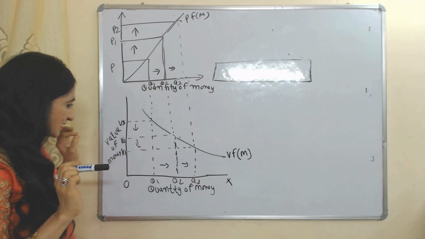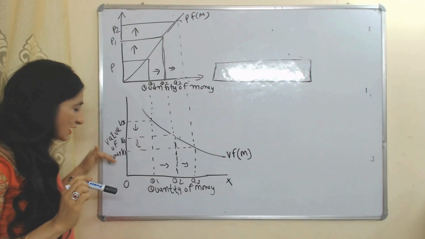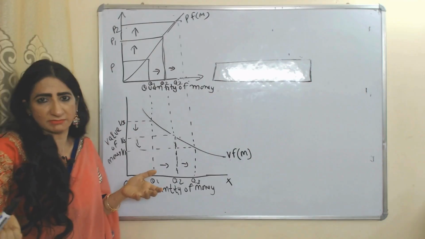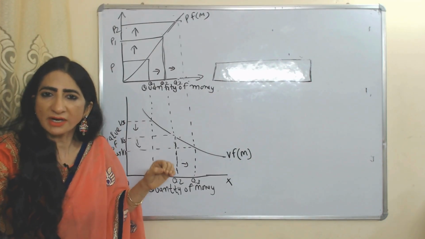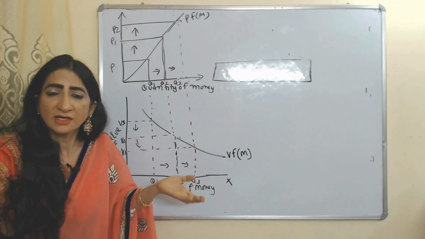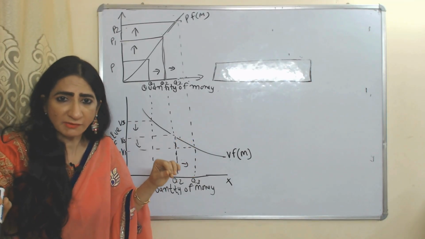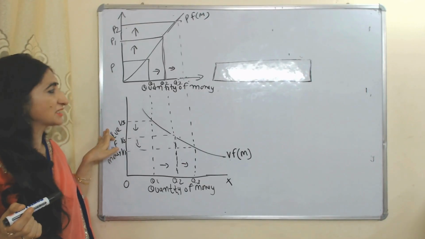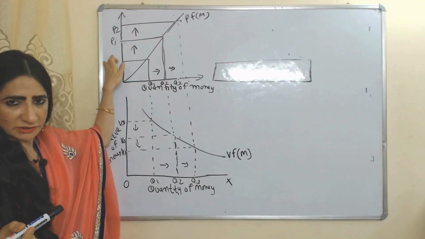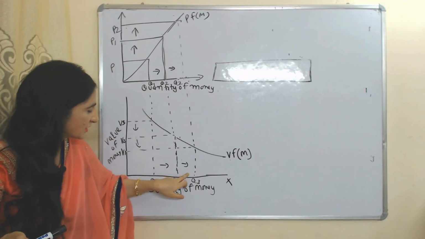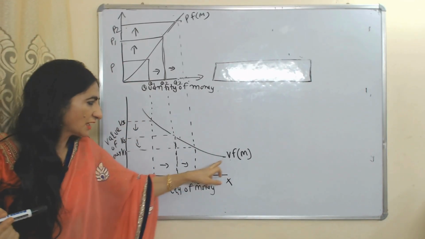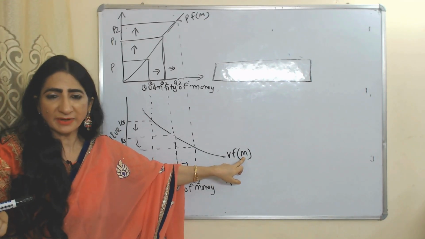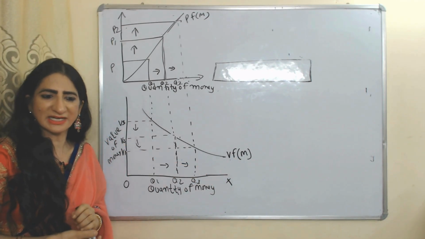Here you can see as the quantity of money is increasing, the value of money is falling. That means quantity of money and value of money have an inverse relation. But why? Because as the quantity of money increases, prices increase. Due to the increase in prices, the value of money falls. So we can say that quantity of money and value of money have an inverse relation, but quantity of money and price have a positive relation. Here you can see as the quantity of money is increasing, the value of money is falling. So the value of money is a function of the quantity of money. V represents the value of money, M represents the quantity of money, and both have an inverse relation.